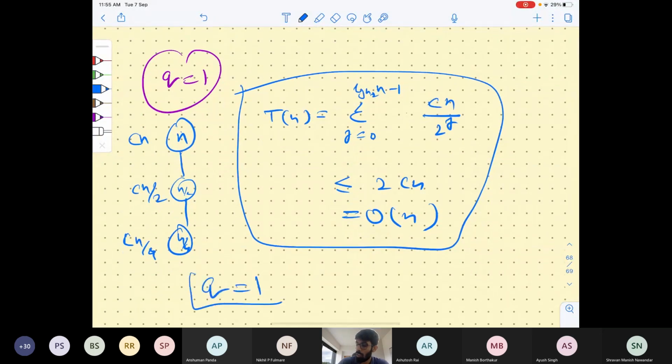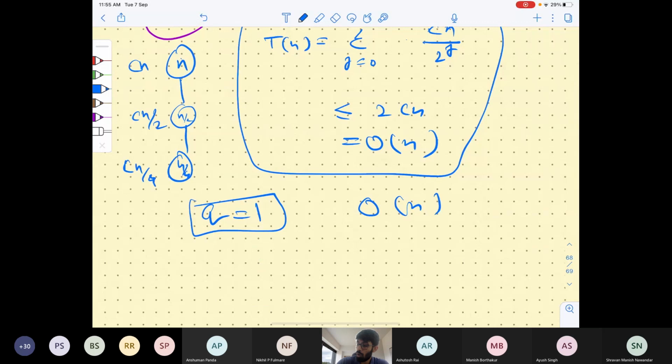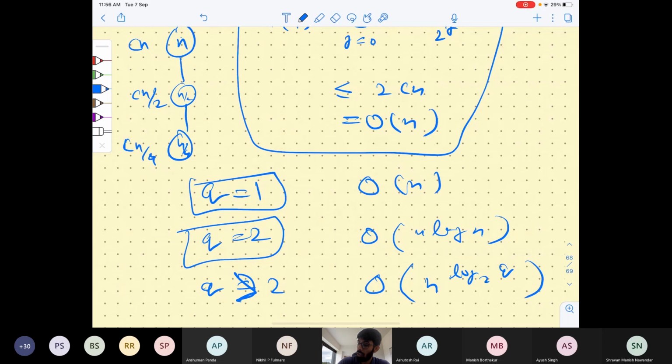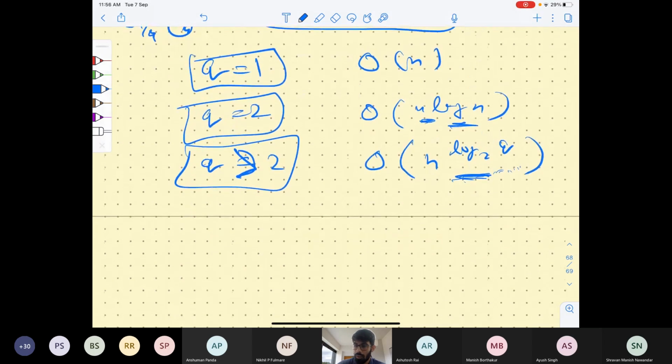So the thing is that for q equal to 1, you get order n. For q equal to 2, you get order n log n. And for q greater than 2, you get order n to the log 2 base q, right? So these cases are different. The running time, of course, increases when you increase q because the number of subproblems increases, and that is why you are getting more and more. This is just linear, this is linear multiplied with log n, and this is something bigger, polynomial itself.